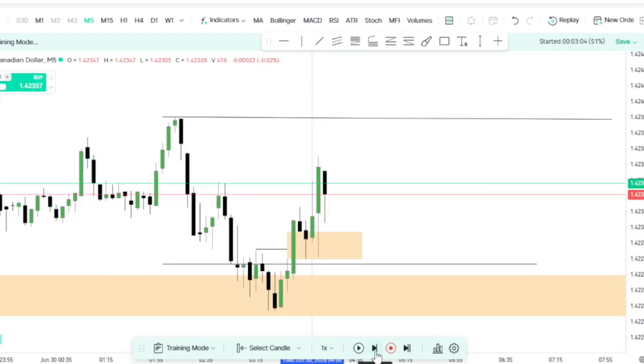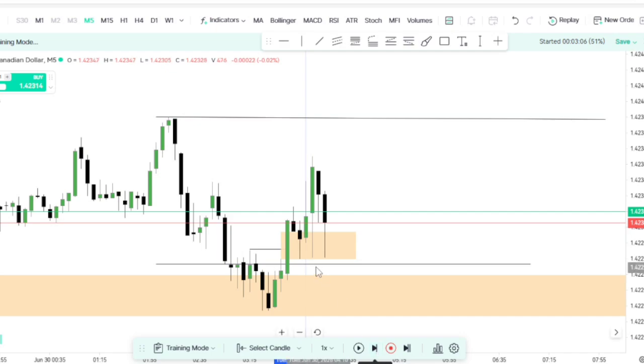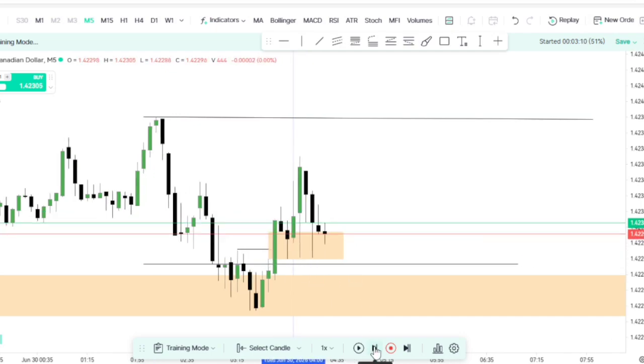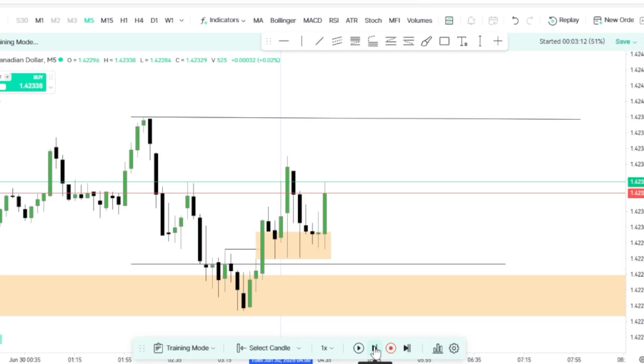But I'm going to put the price where I got in my entry. Price tested its FVGs, and you can see it's holding. You can see it's not going below the FVG.